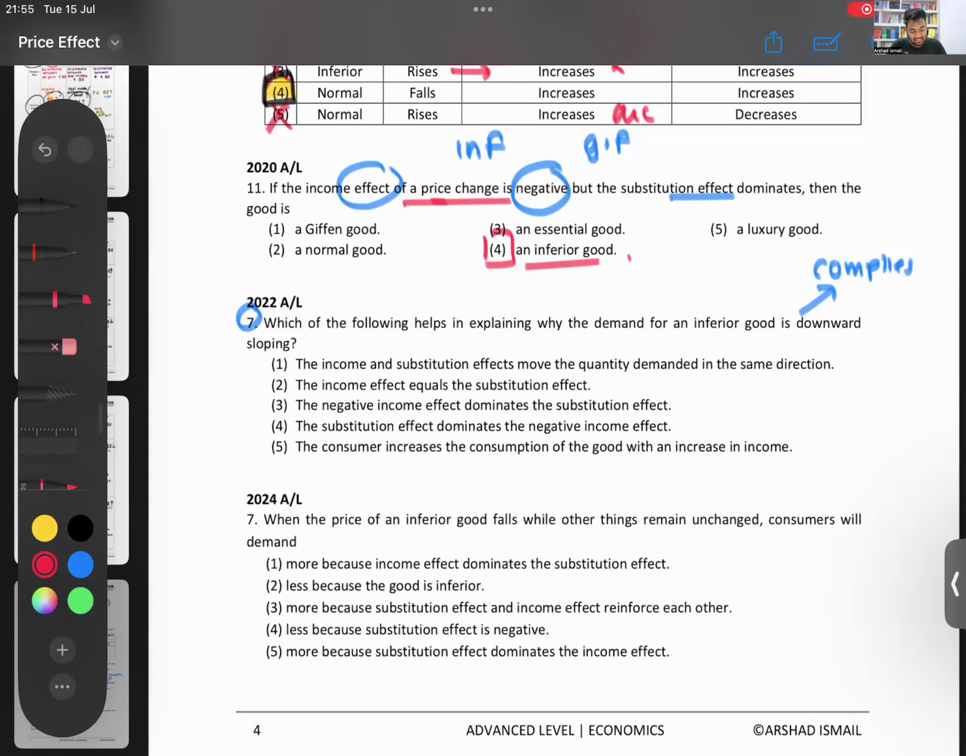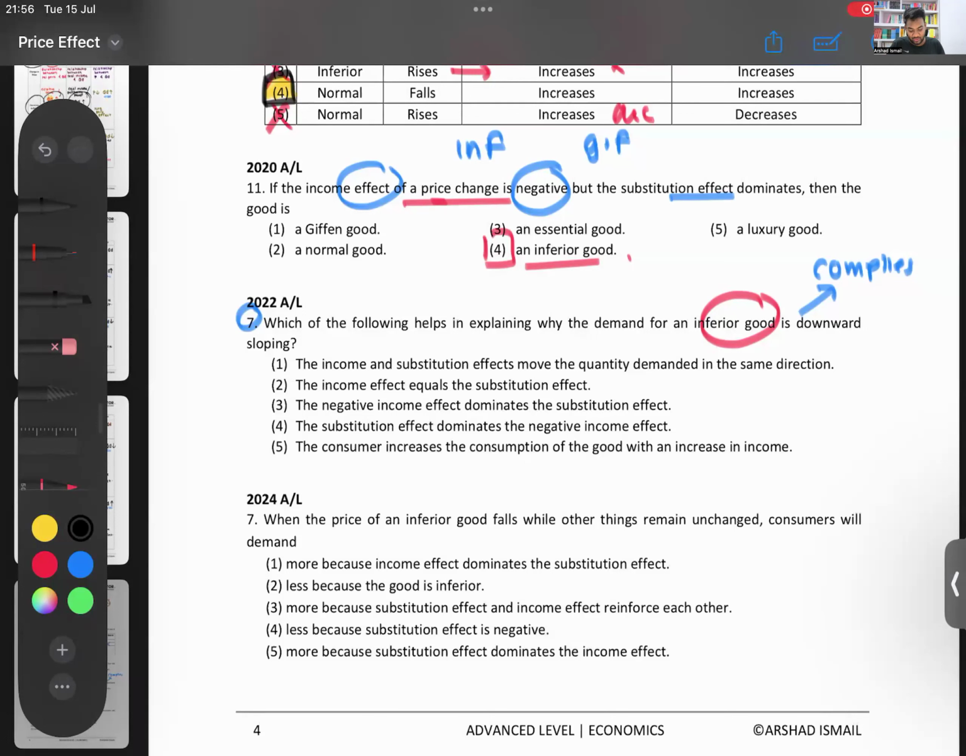Consumer increases consumption of the good with an increase in income. Which one? Inferior good. Come on, this is easy, right? Not hard. Inferior good, 1, 2, 3, 4, 5. Answer now. Inferior. Now, some of you might not have the printed notes, so you were not writing anything. You have nothing to refer, right? So don't worry too much about that.